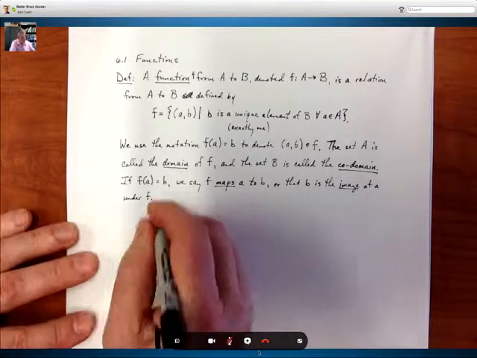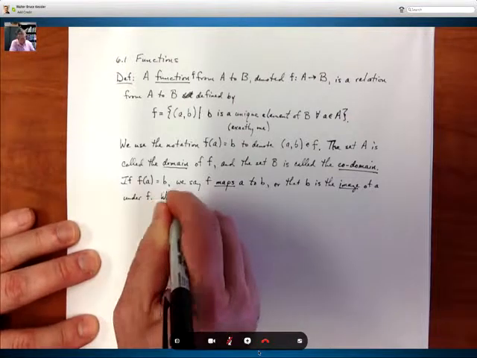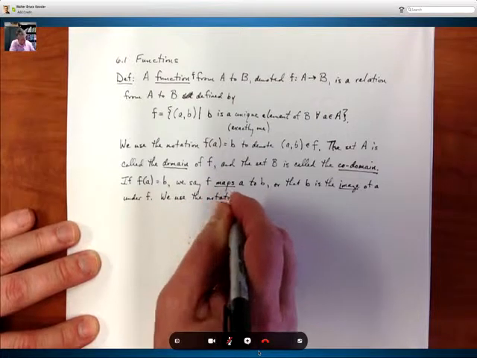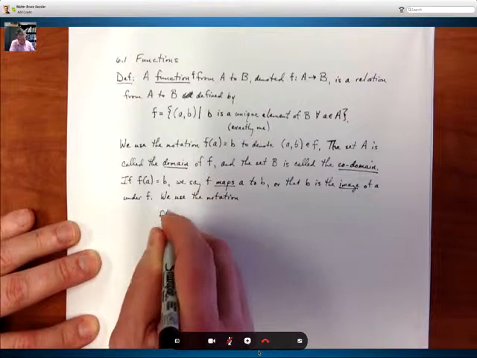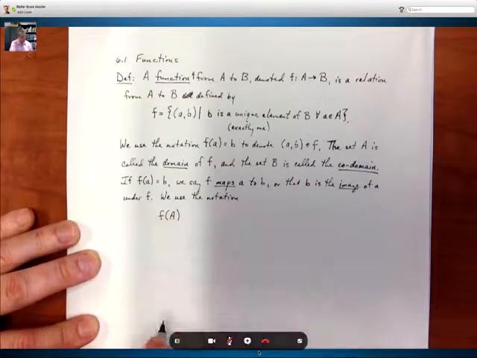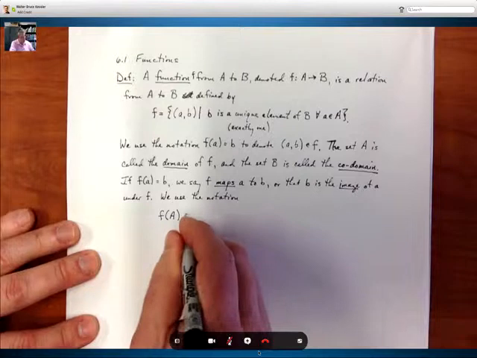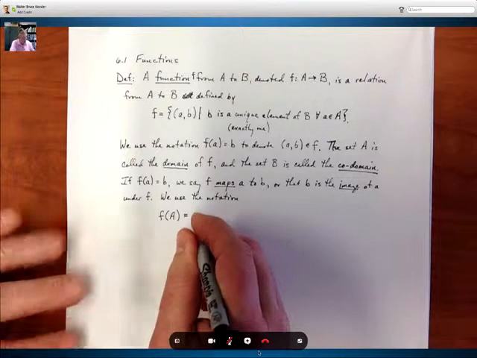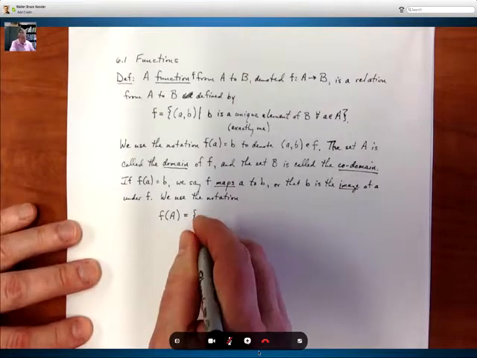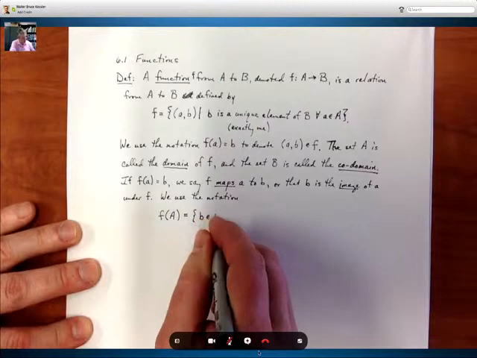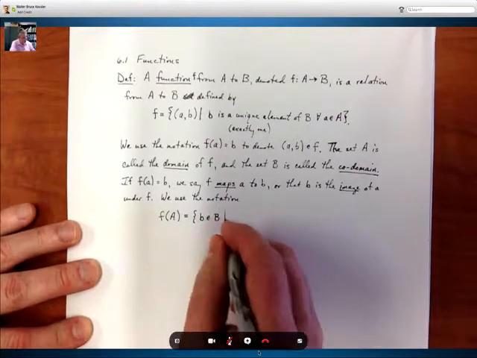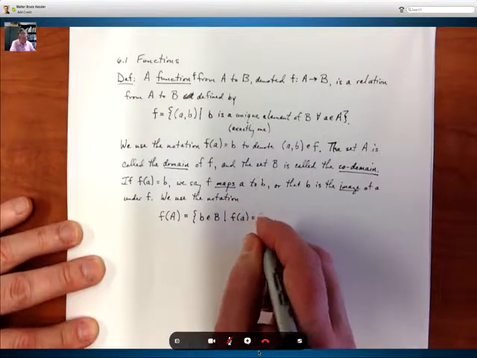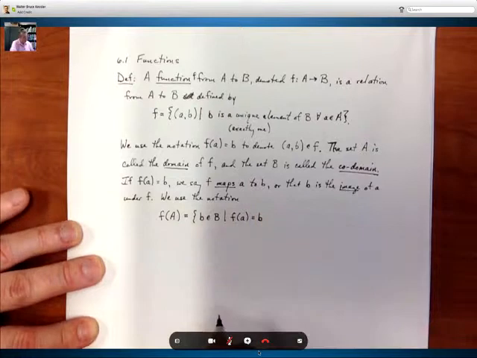We use the notation f of, and we put a set here. Okay. This is the set of all elements b in the set B such that f(a) = b.